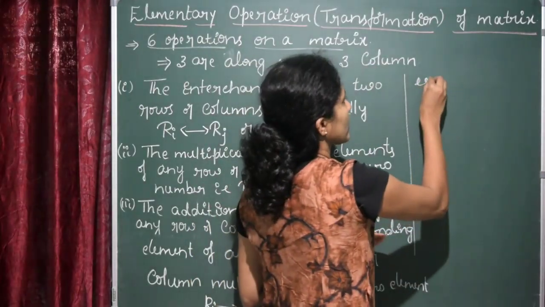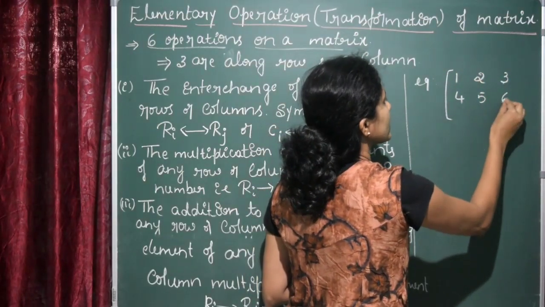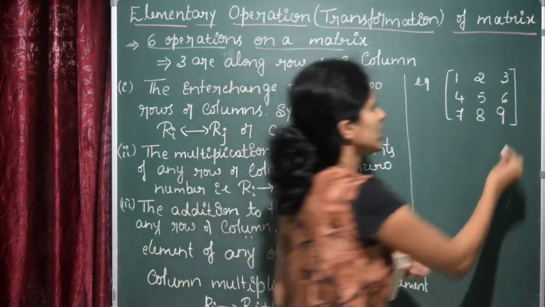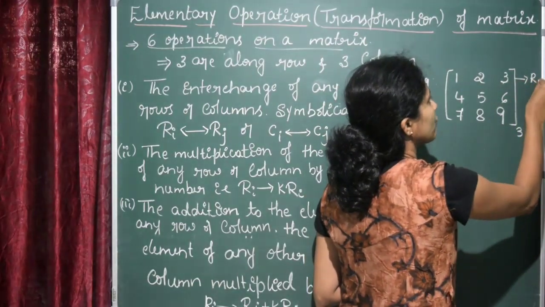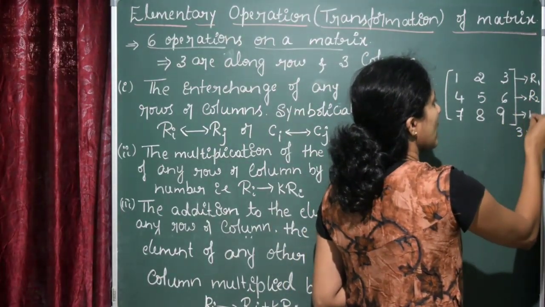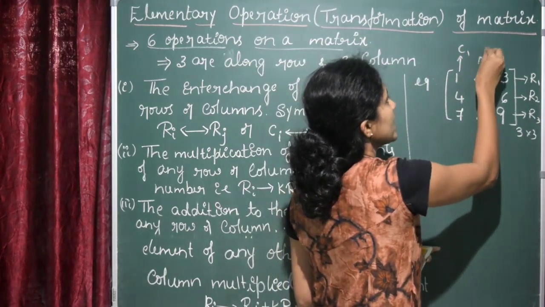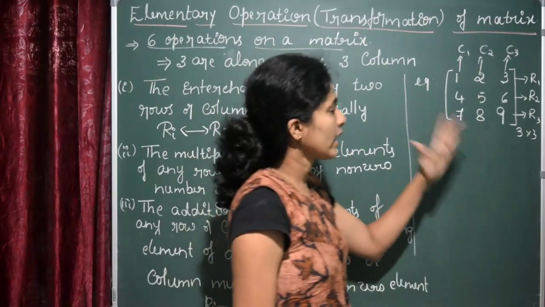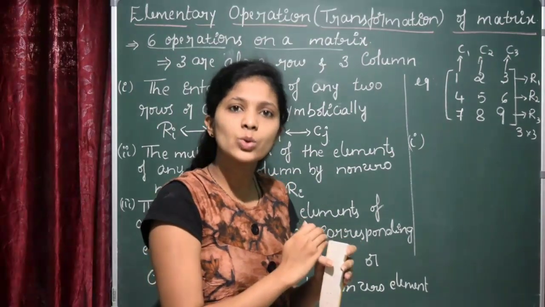For example, if I consider the matrix 1, 2, 3, 4, 5, 6, 7, 8, 9. This is a square matrix, right, of order 3 by 3. Here the first row is always represented by R1, this is R2 and this is R3, third row. And columns are represented by C1, C2 and C3. These are the representations. Okay, here first transformation says that you can interchange any 2 rows or columns.